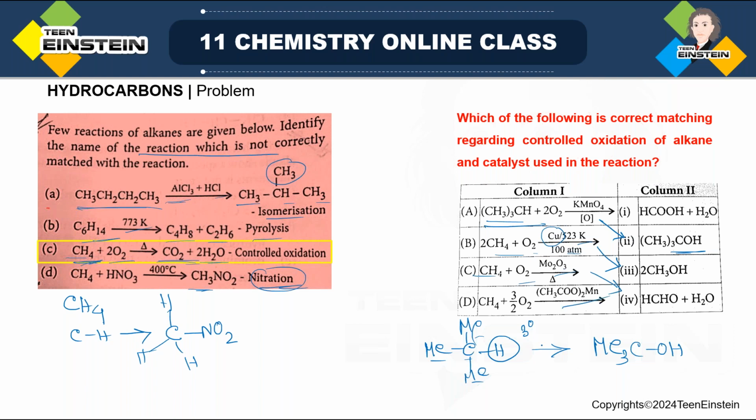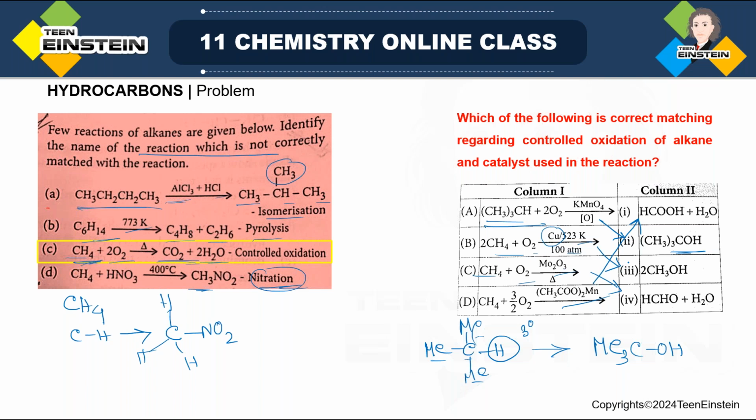And the last one, we are using a very special type of catalyst. You can see manganese acetate, 2 acetate groups attached to manganese, in presence of oxygen, and in this case, we get HCOOH. So the last one will be matching with 1 in column 2, formic acid. Fine.